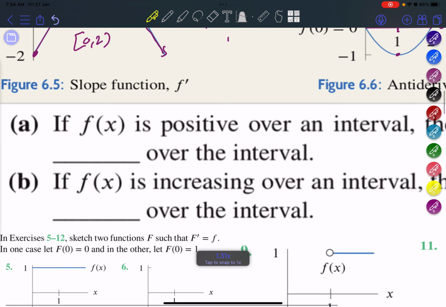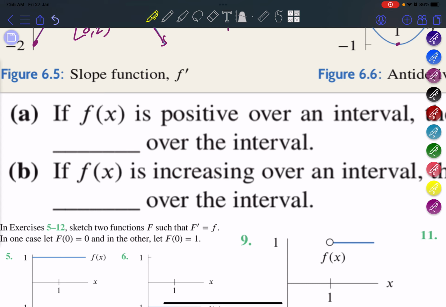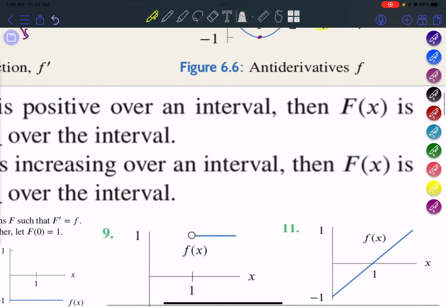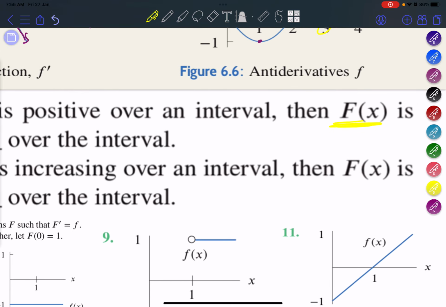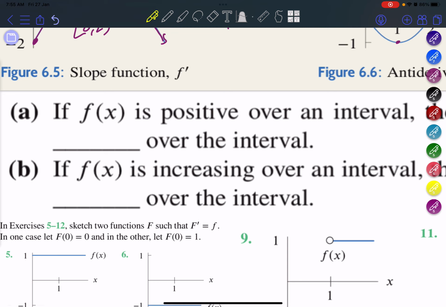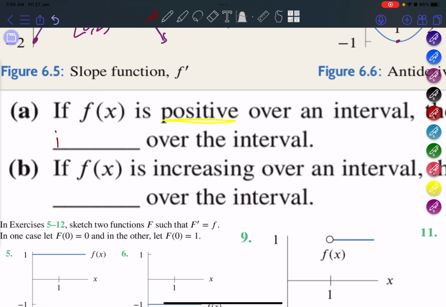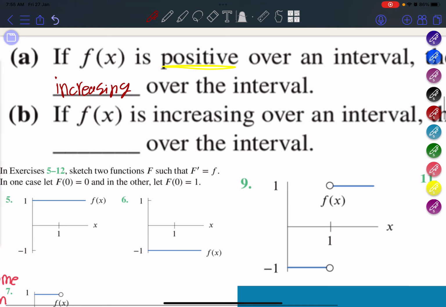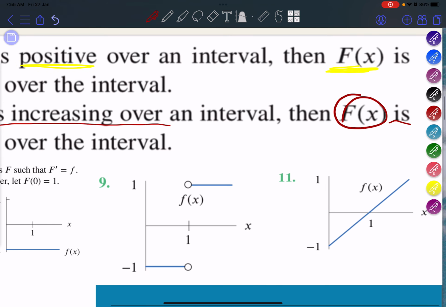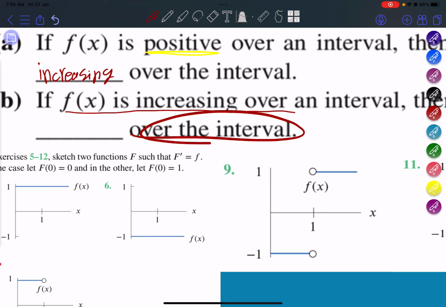And to revise, let's solve this question. So, if f prime of x is positive over an interval, then the original, which is f of x, is, obviously, if it's positive, it will be increasing. Okay. Again, if f prime of x is increasing over an interval, then f of x, the original equation, is over the interval. We said if it's increasing, then it will be concaving up.